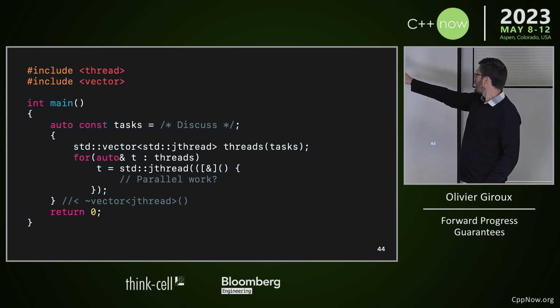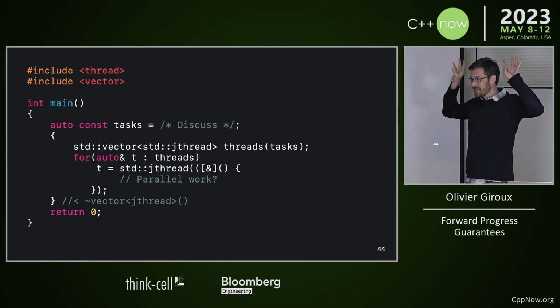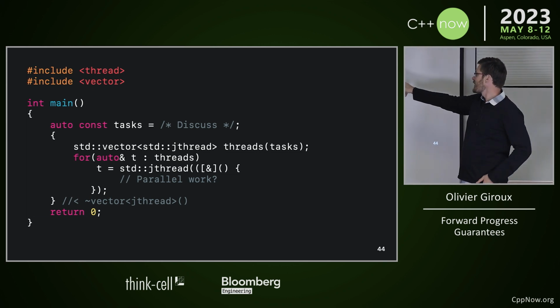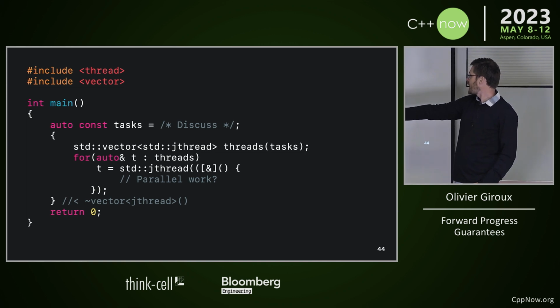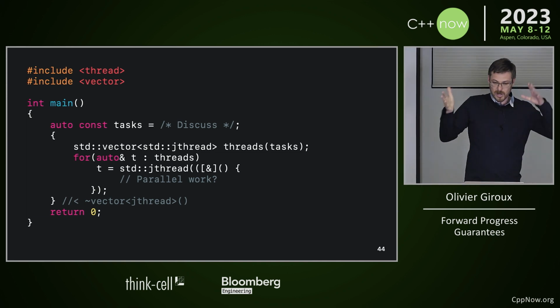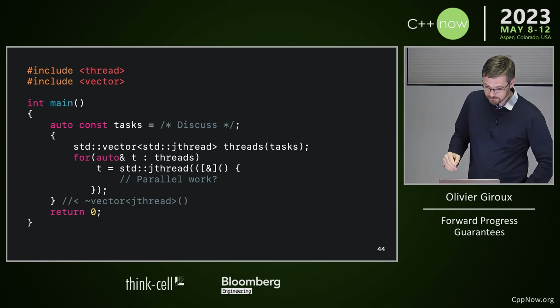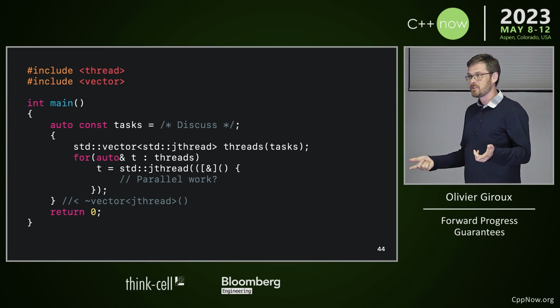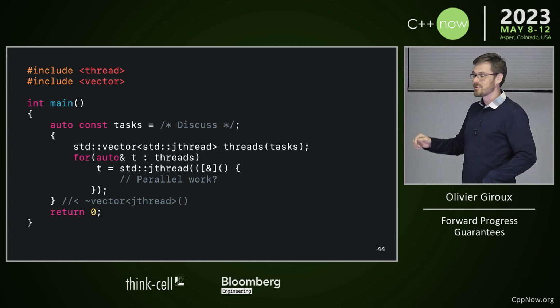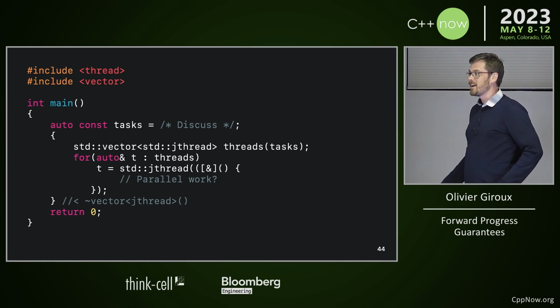Okay, so now I'm going to create a vector of JThreads. You should have alarm bells in your head. 11 million JThreads might not be a great idea. And I'm going to construct a JThread into each one of these. And so at the comment here, parallel work, that's whatever my parallel work is. And then at the end, I destroy that vector, which destroys all the JThreads, which joins all the JThreads. So this is a cutesy way to have a big fork join.